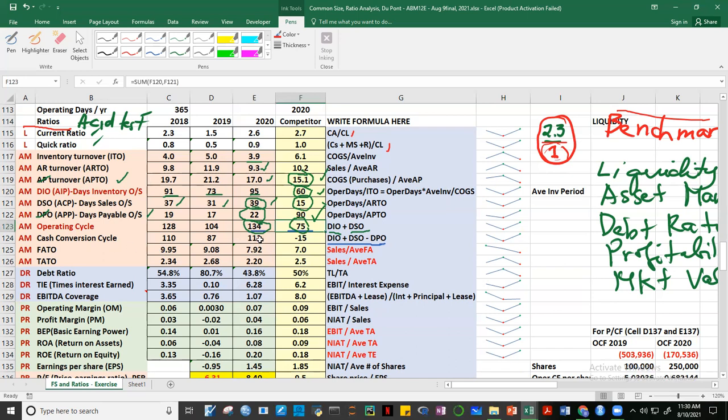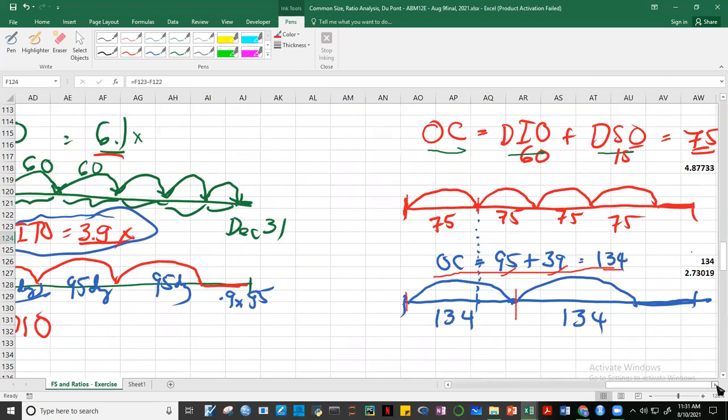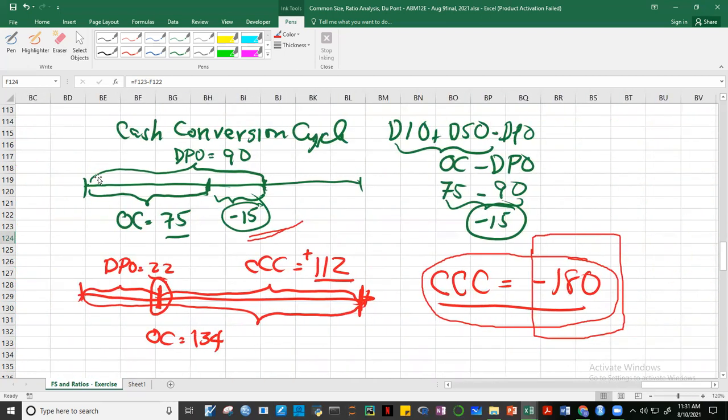Okay, and then we go to cash conversion cycle. We have 112 and negative 15. Ano ibig sabihin yan? Pwede palang negative 15 yung cash, negative yung cash conversion cycle. Okay, let me explain what the cash conversion cycle is. So this is our cash conversion cycle. Okay, ang cash conversion cycle is your days inventory outstanding plus days sales outstanding minus days payable outstanding. Or it's the operating cycle minus DPO. So ang operating cycle ni competitor 75, ang DPO niya 19. So we're having here a negative 15. So what's the implication of negative 15?